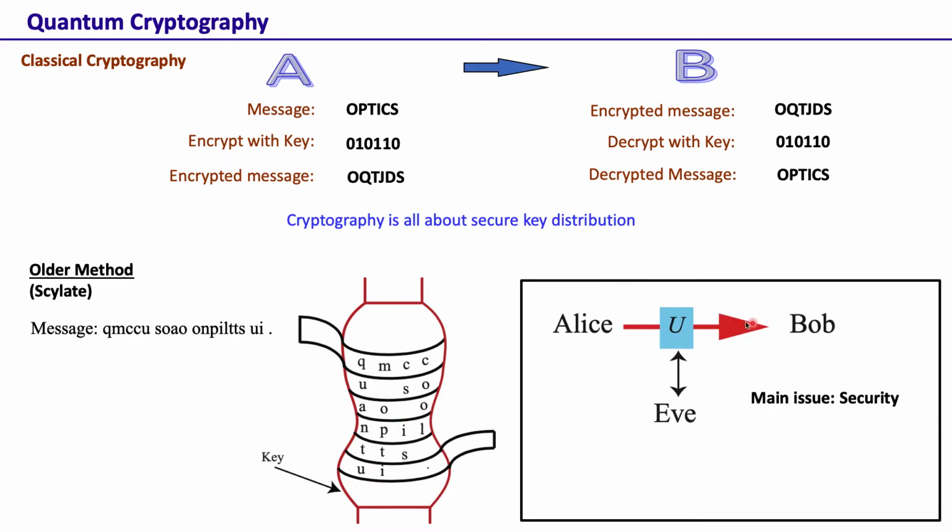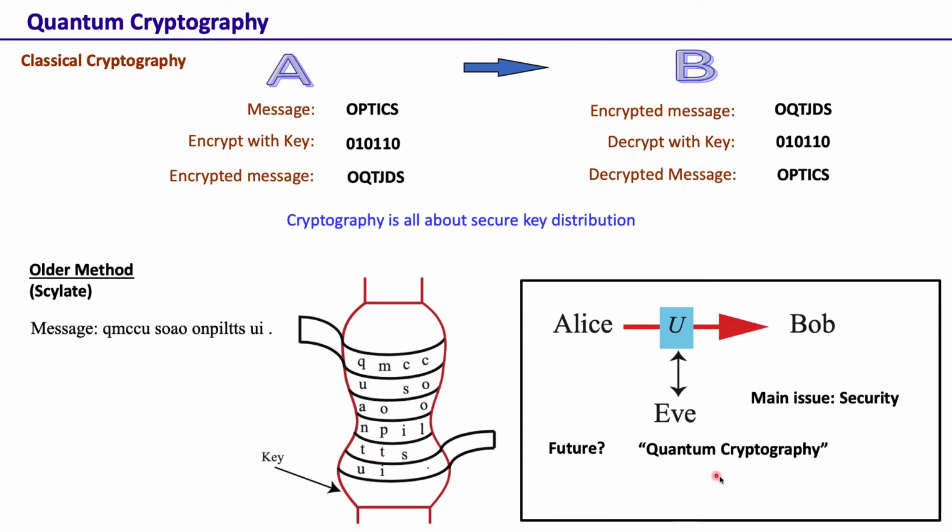Now, the main issue in cryptography is security, or secure key distribution. So Alice wants to send a message to Bob, and maybe there can be some Eve who can try to retrieve information while it is being sent from Alice to Bob. In classical methods, there is always a chance that if Eve gets enough information from Alice, Eve would be able to retrieve what the key is, and again what the message being sent is.